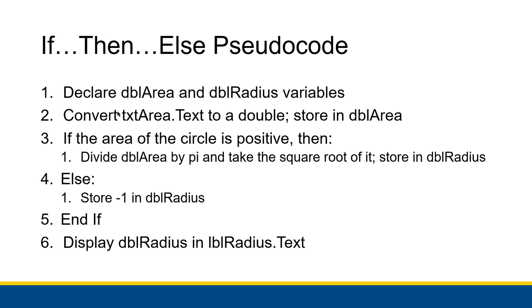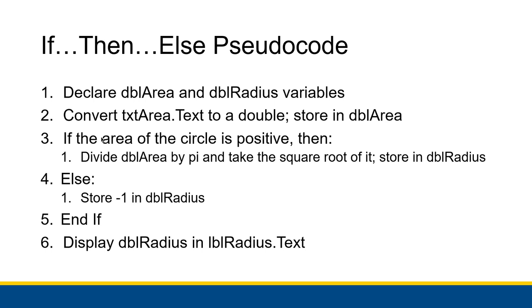Regardless, we have this pseudocode where we convert the area that is given to us by the user to a double and store that in double area. And then we check if the area of the circle is positive. Same as before, we do the calculation, store in double radius, skip to end if, display double radius in label radius alt text, as we've seen before.